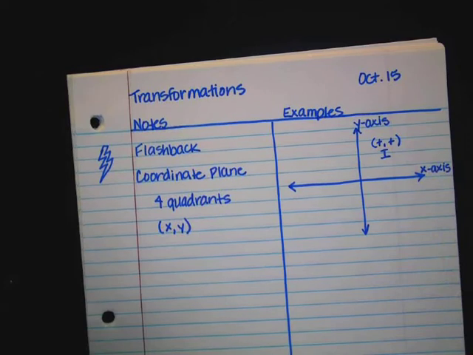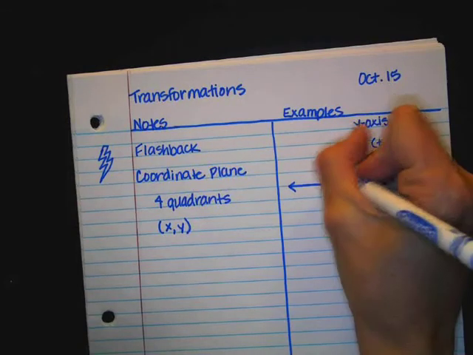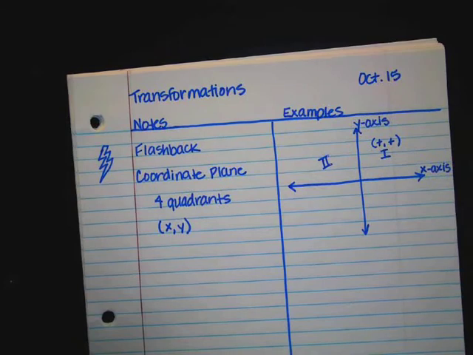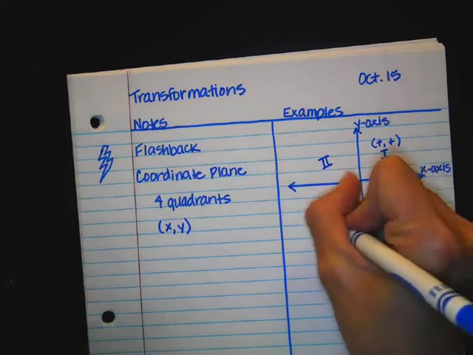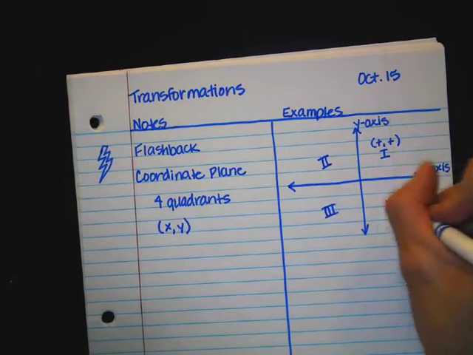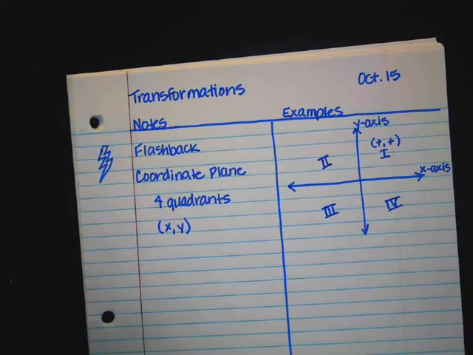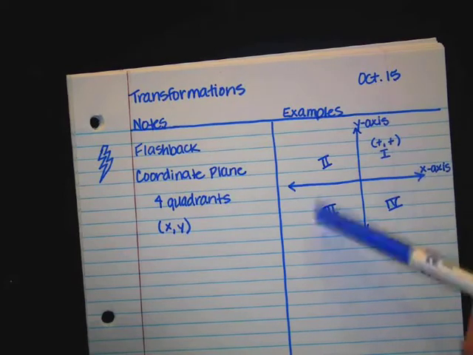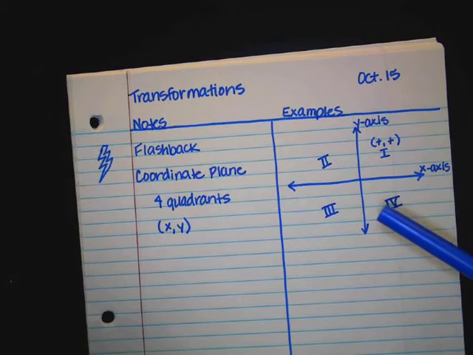Now the weird thing about the coordinate plane is when we go to numbering the rest of the quadrants, we go counterclockwise. Quadrant 2 is over here. And then we go down here to quadrant 3, and then here is quadrant 4. The other thing that's a little bit different is quadrants are always labeled in Roman numerals. We have quadrant 1, 2, 3, and 4, but they're always labeled in Roman numerals.